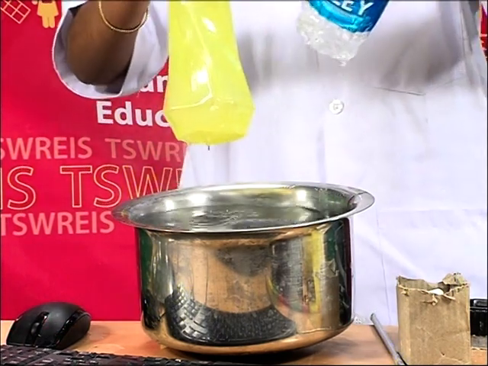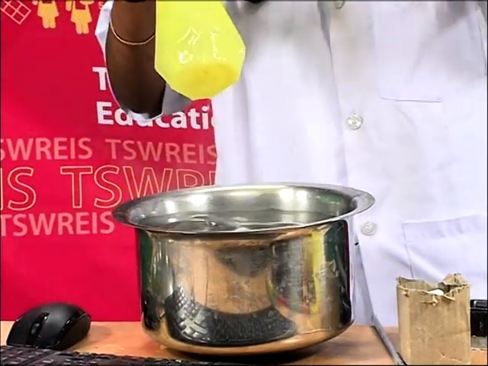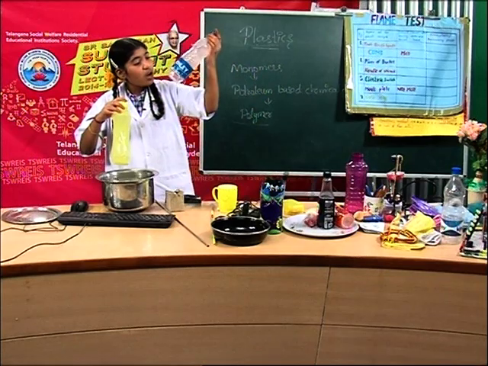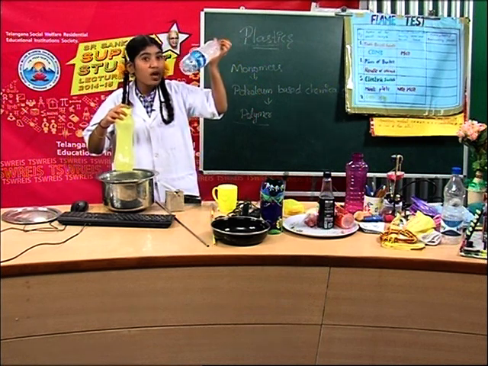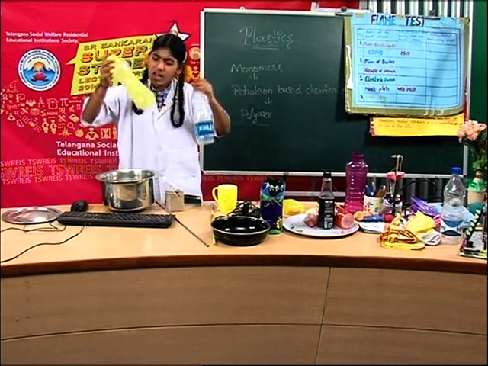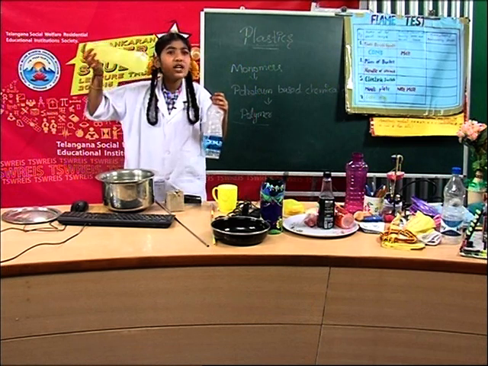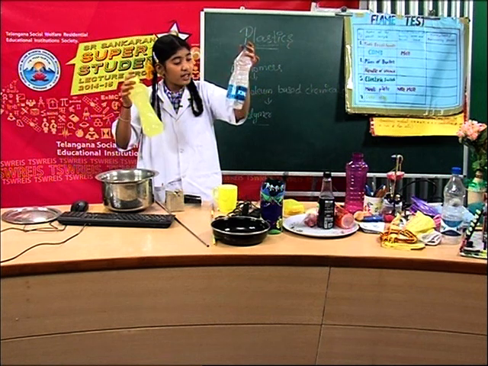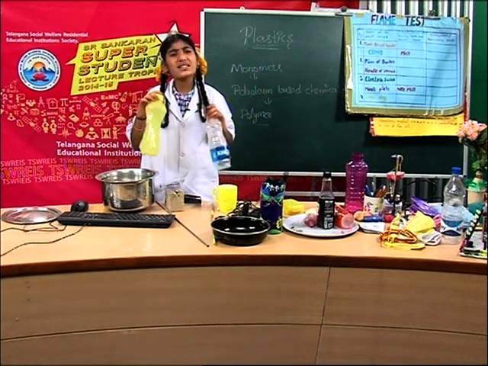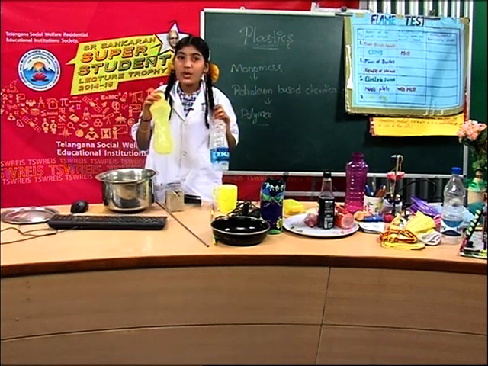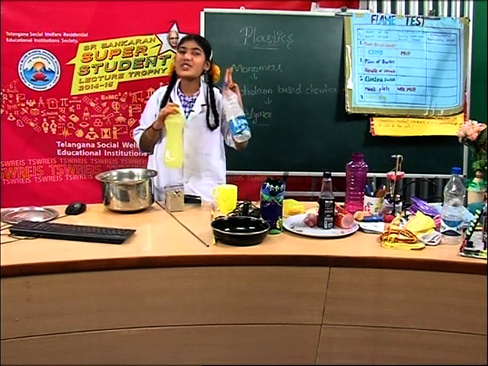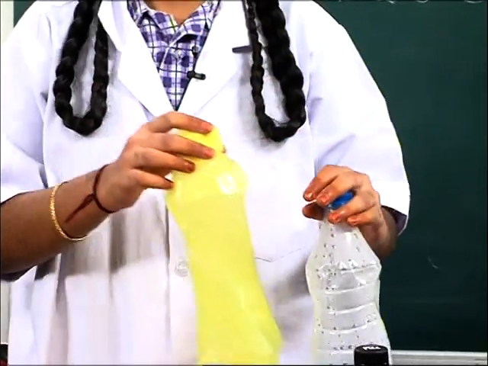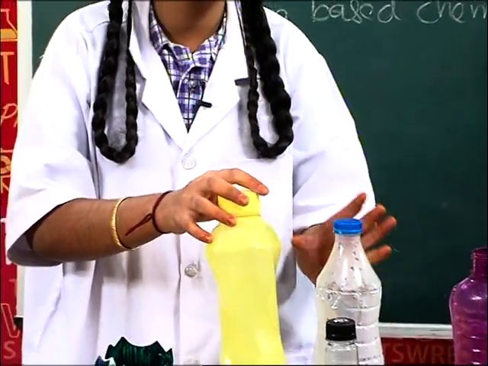Okay friends, observe. What did you observe here? Yes, this plastic is deforming into the hot water. But observe this, friends, it doesn't deform. But these both are plastics. It can deform but it doesn't. So why does this happen? Because plastics have 2 types. So what are the types of plastics?